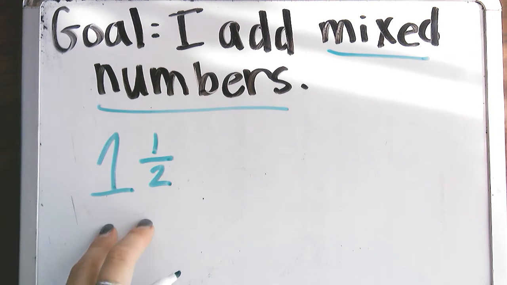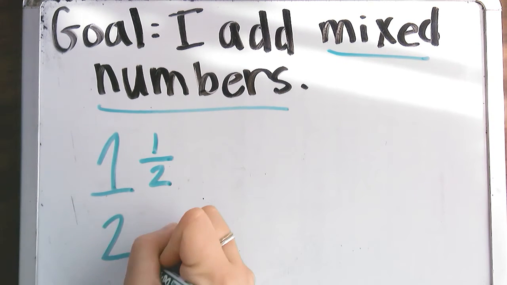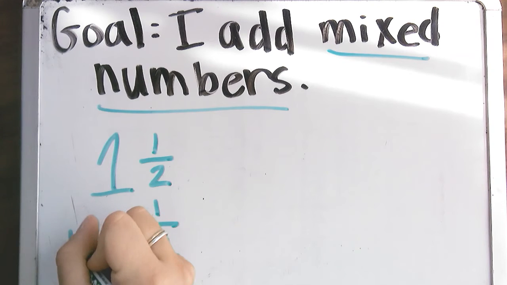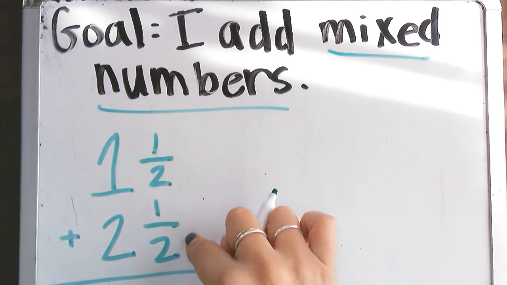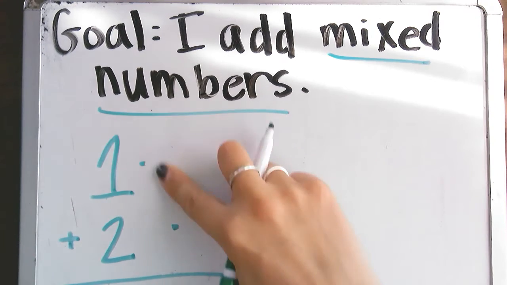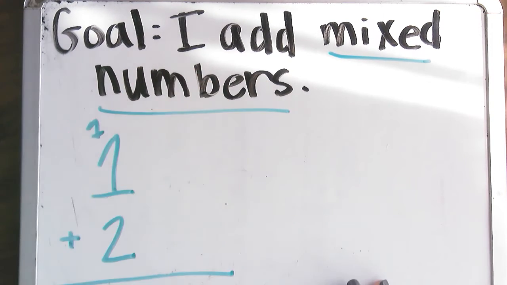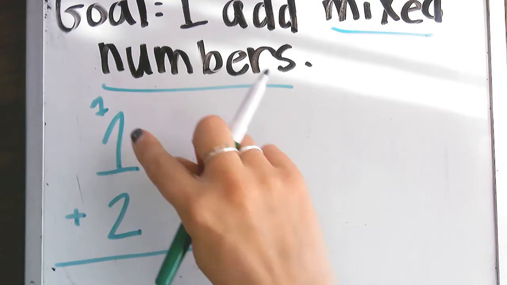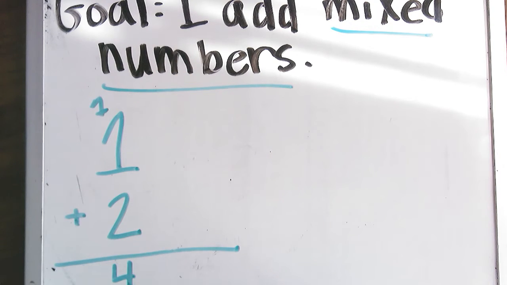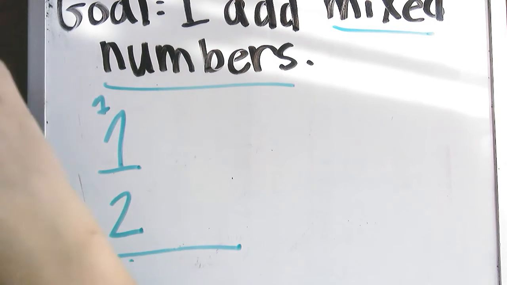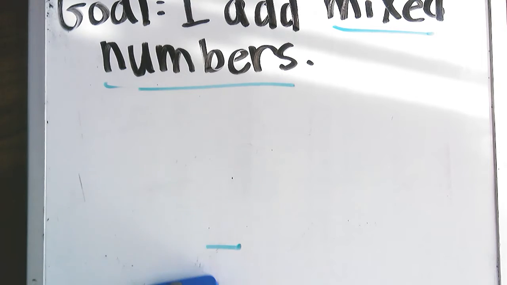So if we have 1 1/2 and then we get another 2 1/2, we can add those together. And so a half plus a half is one whole. So I could carry that up top. And then I'm going to do 1 plus 1 plus 2, so that would be 4. So today we are going to add mixed numbers to start.